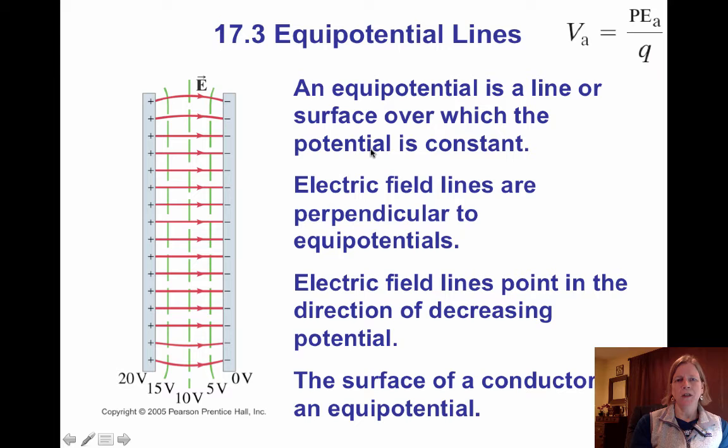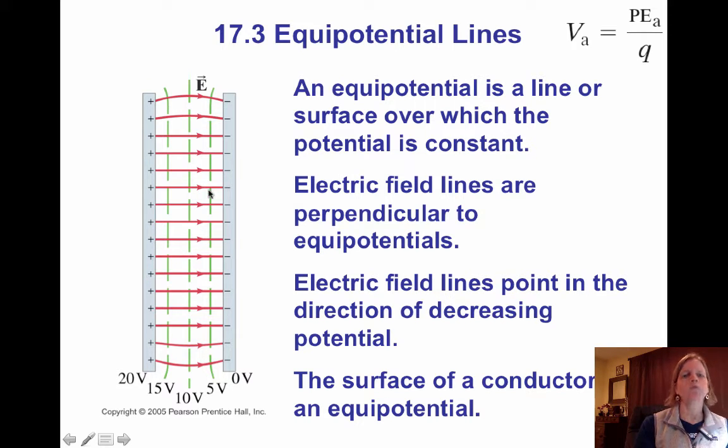An equipotential is a line or surface over which the potential is constant. So our potential, remember, we can measure in volts, and we represent it with the symbol V. And we have our little equation for potential up there on the right, that it's the energy per unit charge, as a reminder. But that's somewhat abstract. I think this becomes easier if we look at a diagram here.